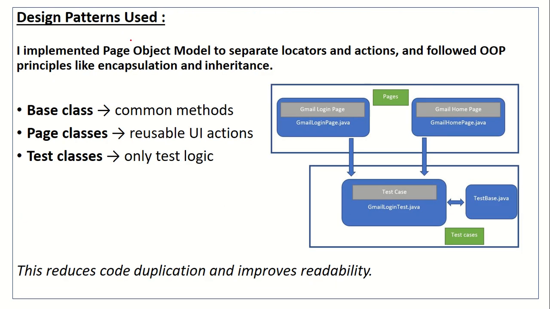The next thing that you need to mention to the interviewer is about the design patterns used. You can tell the interviewer that I have implemented the page object model to separate locators and actions, followed by OOPS principles like encapsulation and inheritance. And you can tell that the base class contains the common methods, page classes contain reusable UI actions and locators, and test classes contain only the test specific logic. This reduces code duplication and improves readability. This is a sample example; if they ask, you can demonstrate.